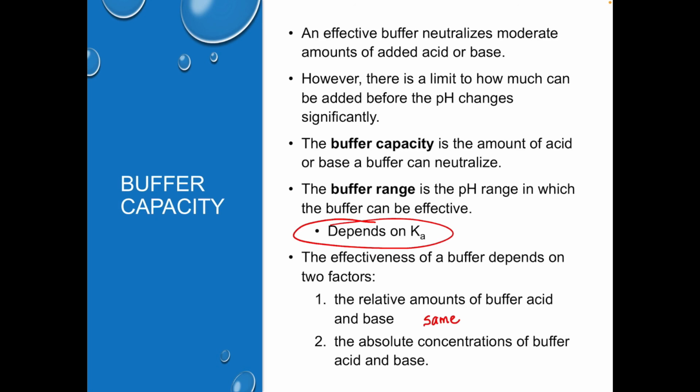And then the absolute concentrations of the buffer acid and base. We want these to be high. This is telling you that you want to have large amounts, like a high molarity of your acid and your base, in order to be able to neutralize any acid or base that's being added. Because we're going to do those reactions in moles. So the higher the molarity of your acid and your base, the more moles per given volume that you have in there.